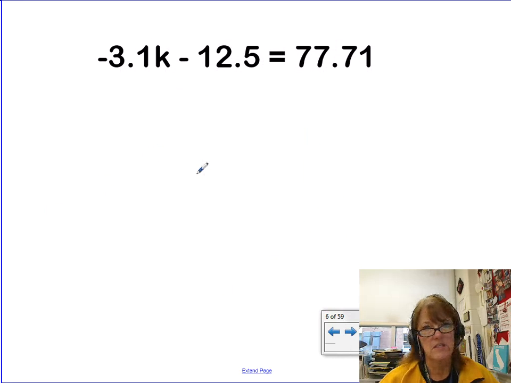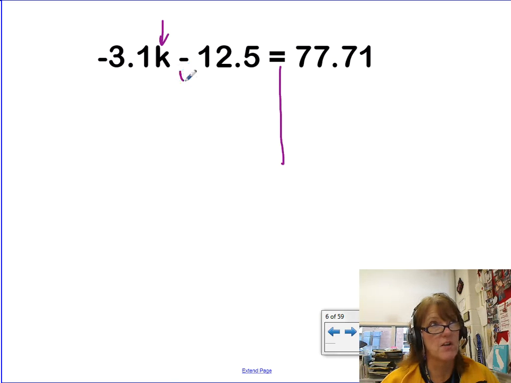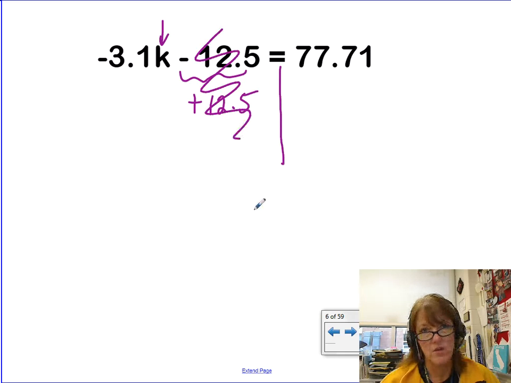Ooh, look at this stuff. Thank goodness for the calculator. Negative 3 1/10 k minus 12 5/10 equals 77 71/100. Well, what kind of nastiness is this? Focus on your process. There's my variable, that k. I will need to, first of all, take care of counteracting the minus 12 5/10. Let's add it. Because when I have this negative one and the positive one, they're going to wipe out and add to 0 because they're exact opposites.